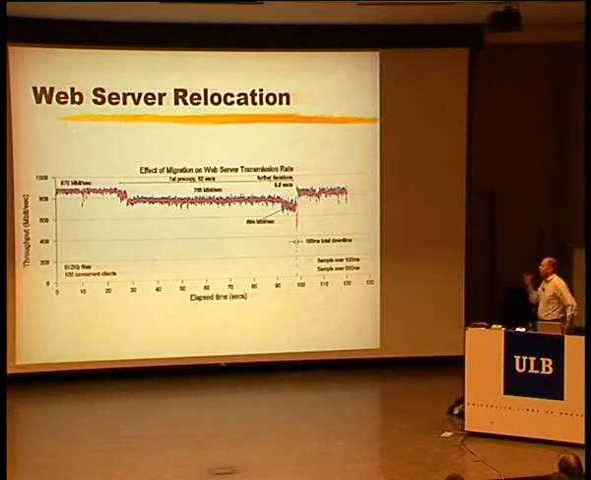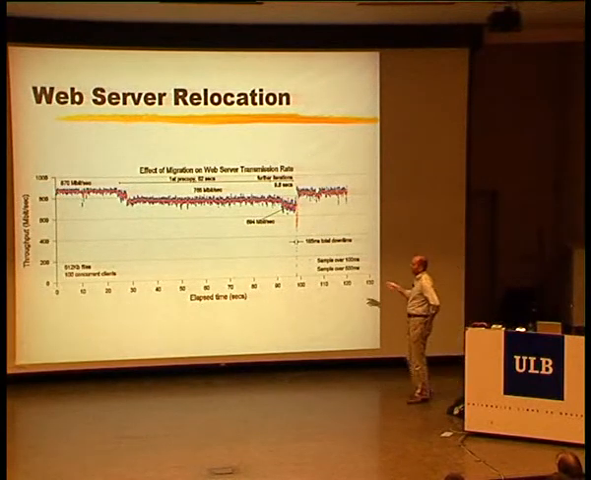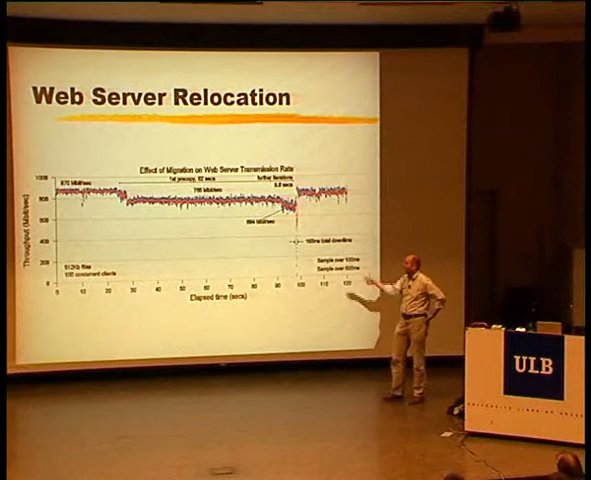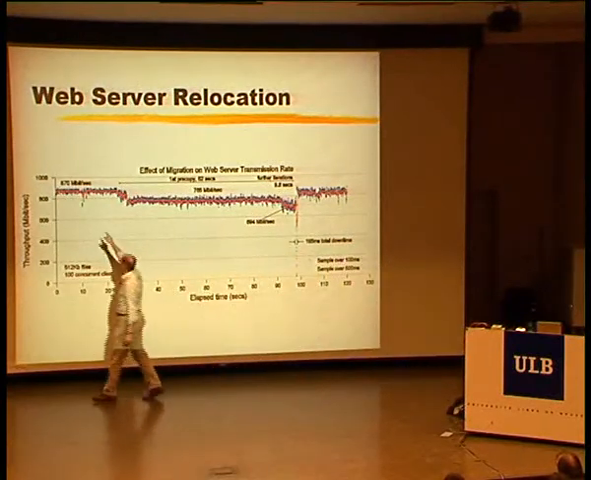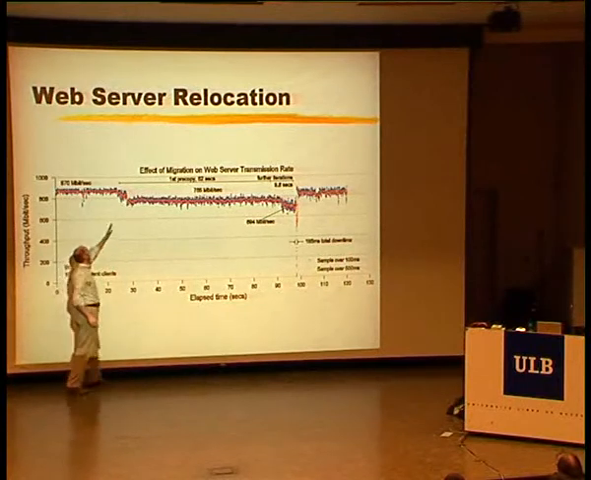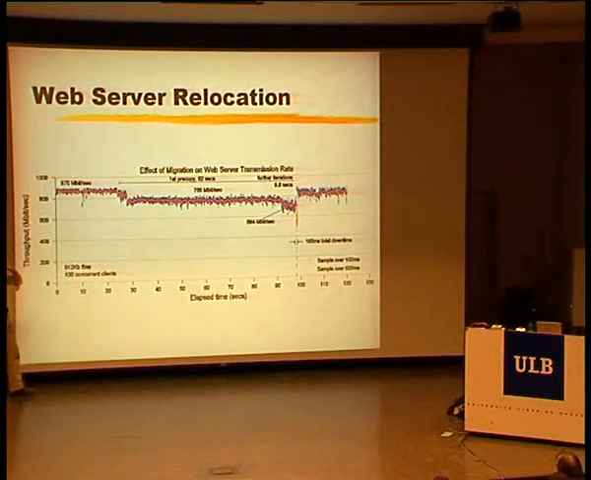So looking at an example of this, we have a web server serving data up to 100 concurrent clients, pushing out data at 870 megabits a second. It's this line along here. At this point here, we decide we're going to relocate this virtual machine to a different physical server. It happens to be an identical one. And we're going to commit up to 10% of the machine to do that.